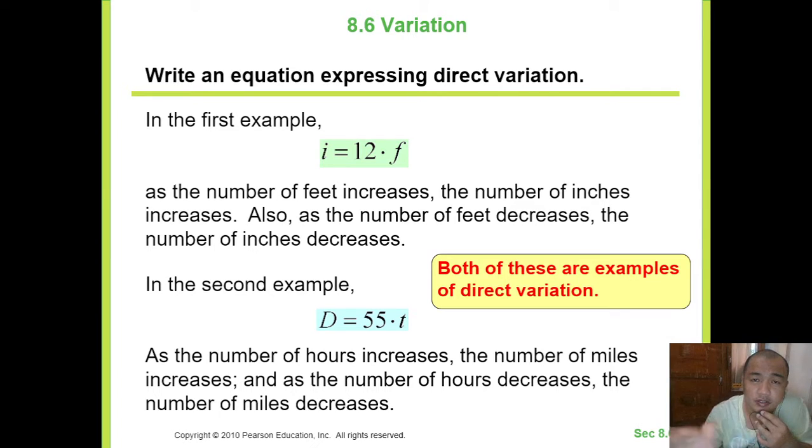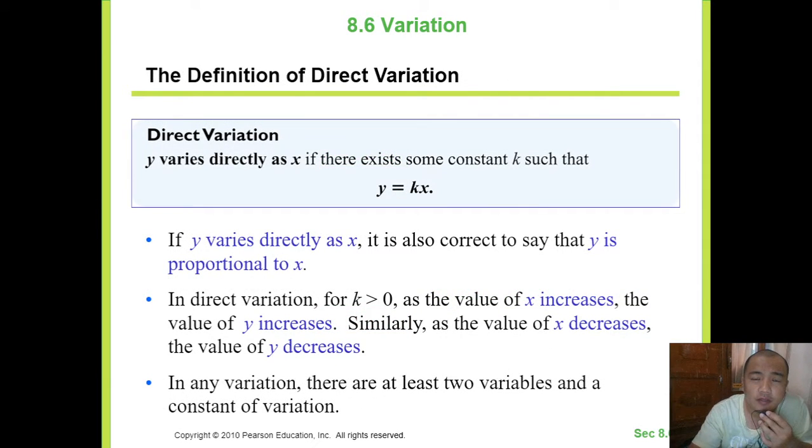As x increases, y also increases. As x decreases, y decreases. So the definition of direct variation: y varies directly as x if there exists some constant k such that y equals kx. If y varies directly as x, it is also correct to say that y is proportional to x. And in direct variation, for k greater than 0, as the value of x increases, the value of y increases. Similarly, as the value of x decreases, the value of y decreases. And in any variation, there are at least two variables and a constant of variation.